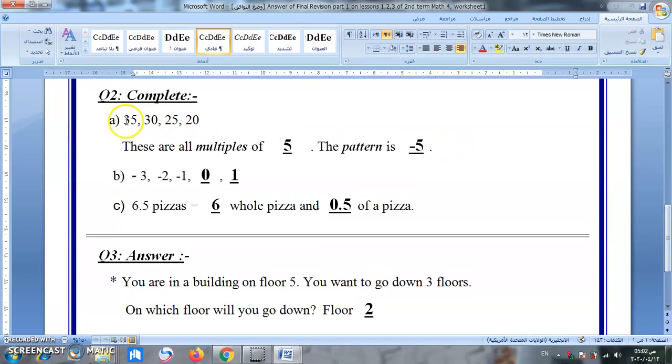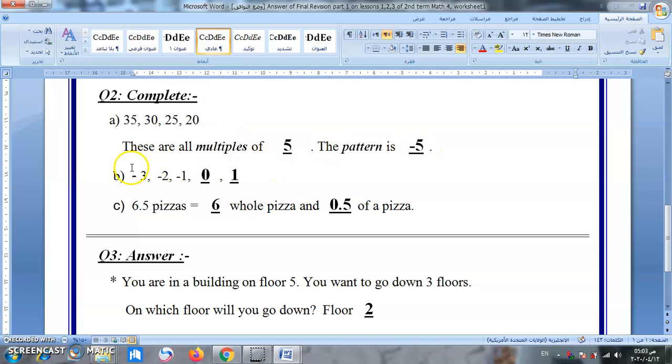Second question, complete: 35 becomes 30, becomes 25, becomes 20. So does this sequence also increase or decrease? It decreases. Very good. It decreases by how much? 5. So these are all multiples of number 5. The word multiples means multiples. And the pattern this sequence follows is plus 5 or negative 5? Negative 5. It decreases by 5, so it's negative 5.